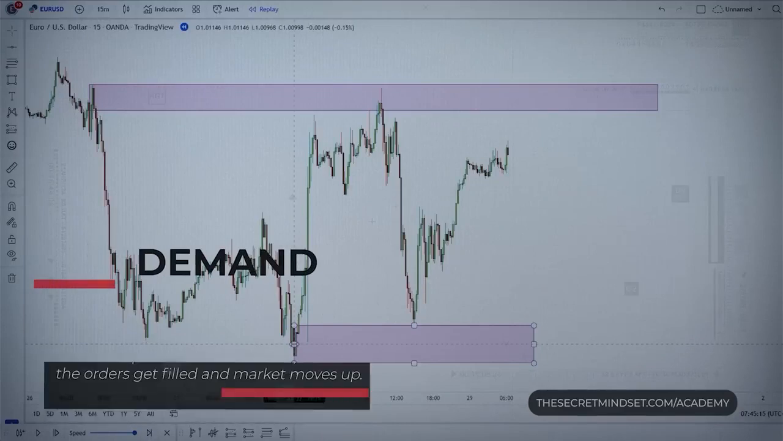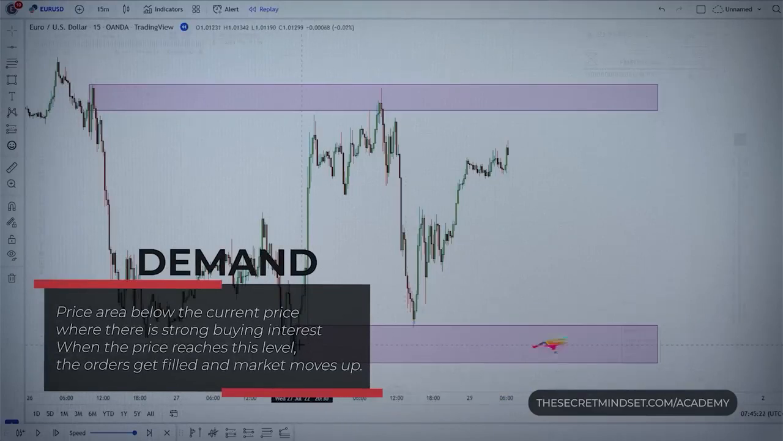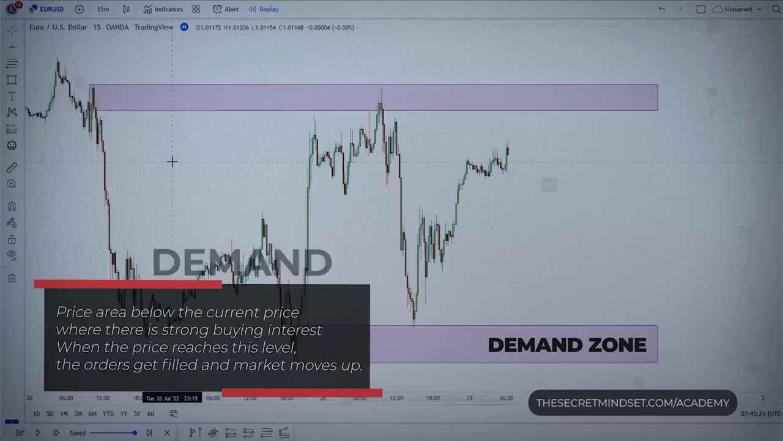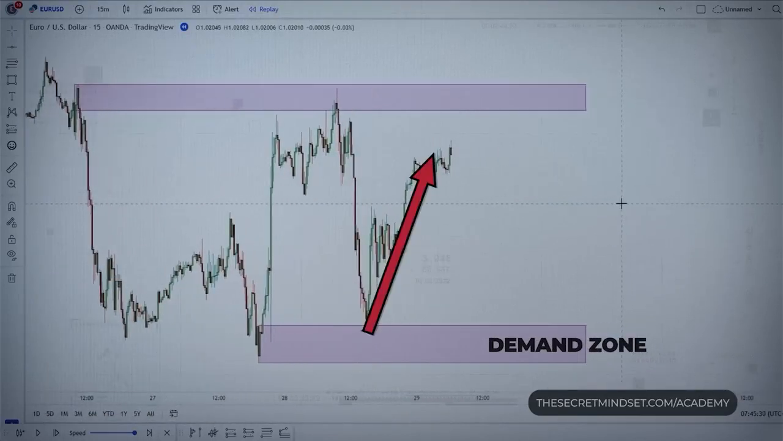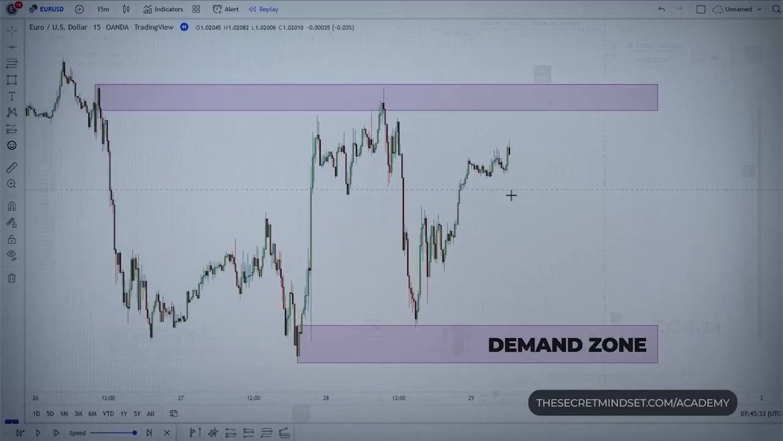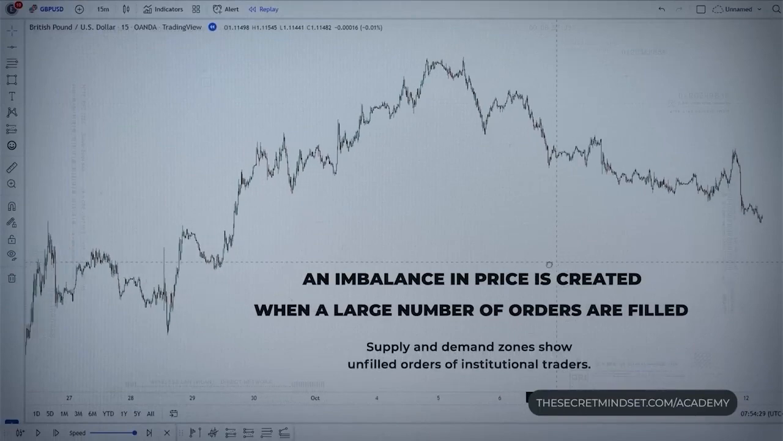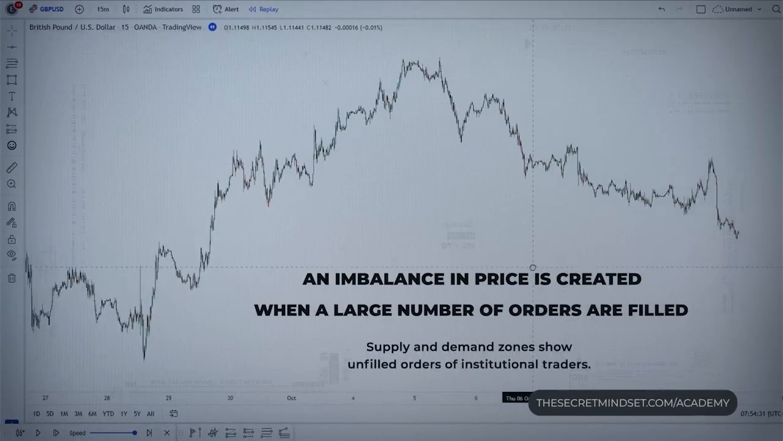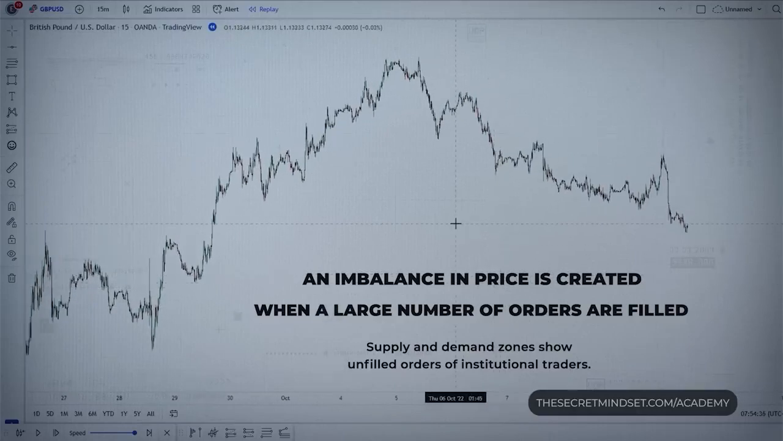A demand zone is a price area below the current price where there is strong buying interest. This is a demand zone where many buyers are located. There's buying pressure in the zone, so prices will likely advance after reaching it. A significant imbalance in price is created when a large number of orders are filled. Supply and demand zones show unfilled orders of institutional traders.